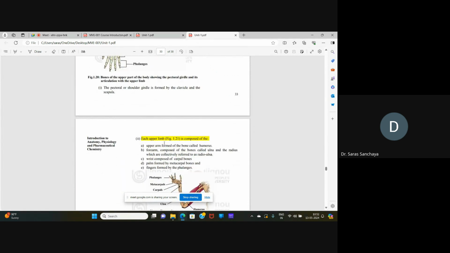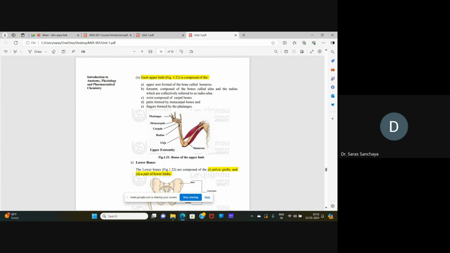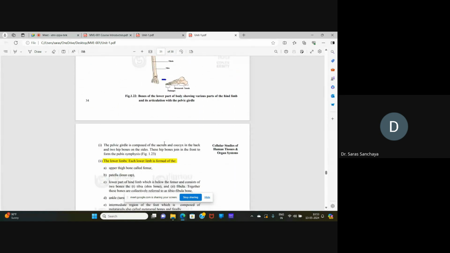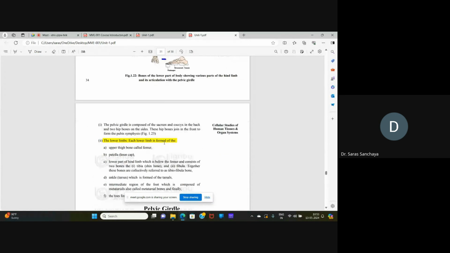Each upper limb consists of the upper arm formed by the bone called humerus, the forearm consisting of radius and ulna, the wrist consisting of carpal bones, the palm formed by metacarpal bones, and fingers formed by phalanges. Now we come to the lower bones. It consists of the pelvic girdle and a pair of lower limbs. The lower limbs consist of the upper thigh bone, that is the femur, which is also the longest bone in our body.